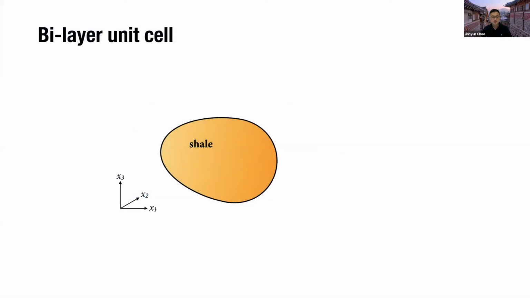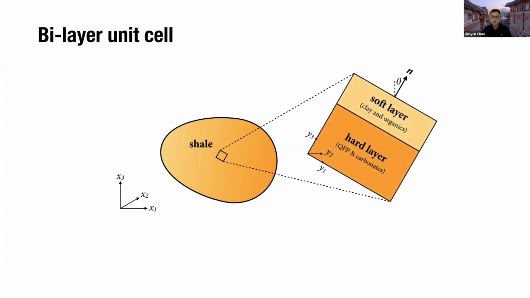Concretely, we can assume that shale has a bi-layer unit-cell structure. So here is a typical shale considered a continuum for field scale analysis. And it has a representative element volume or unit cell. Here we have assumed that the unit cell has a bi-layer structure composed of a soft layer and hard layer, as described in the previous slides. This unit cell has layer structure with explicitly defined bedding plane with normal vector n, whose angle is given by theta.